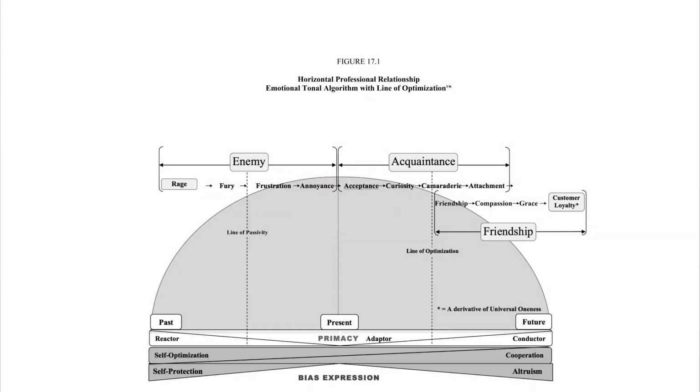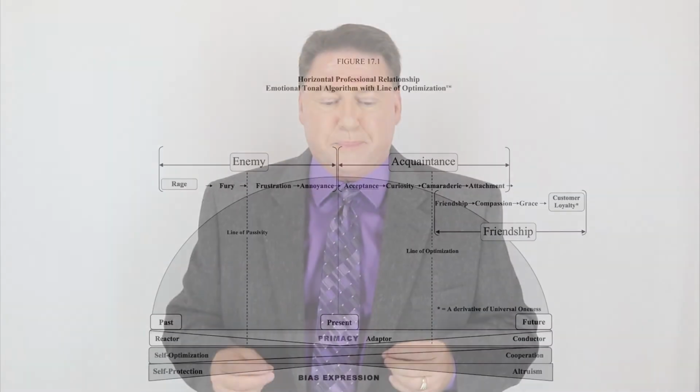The next emotion is camaraderie. Camaraderie is when you identify a likeness to another person. Hey, this person and I are alike. We are fellow travelers on the same road. So we're going in the same direction. Now we have that commonality. That's where camaraderie comes in.